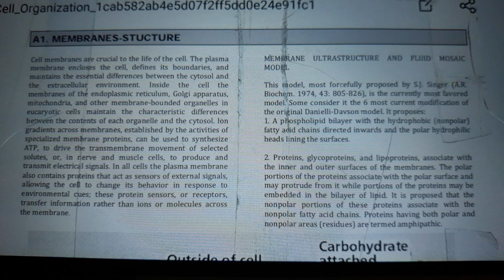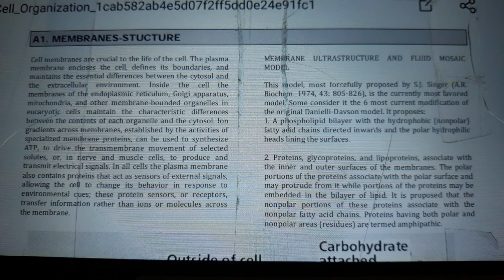Starting with A1 is the membrane structure. Cell membranes are crucial to the life of the cell. The plasma membrane encloses the cell, defines its boundaries, and maintains the essential differences between the cytosol and the extracellular environment. Inside the cell, the membranes of the endoplasmic reticulum, Golgi apparatus, mitochondria, and other membrane-bounded organelles in eukaryotic cells maintain the characteristic differences between the contents of each organelle and the cytosol.